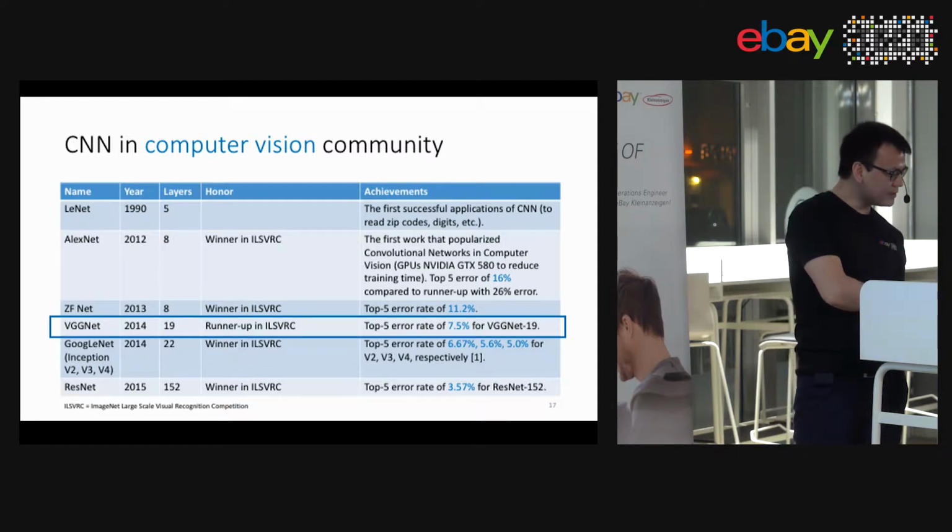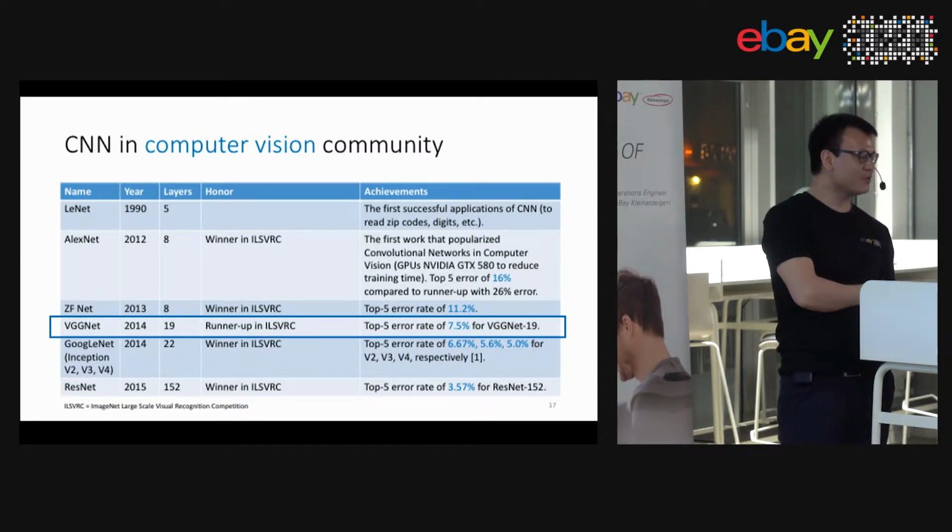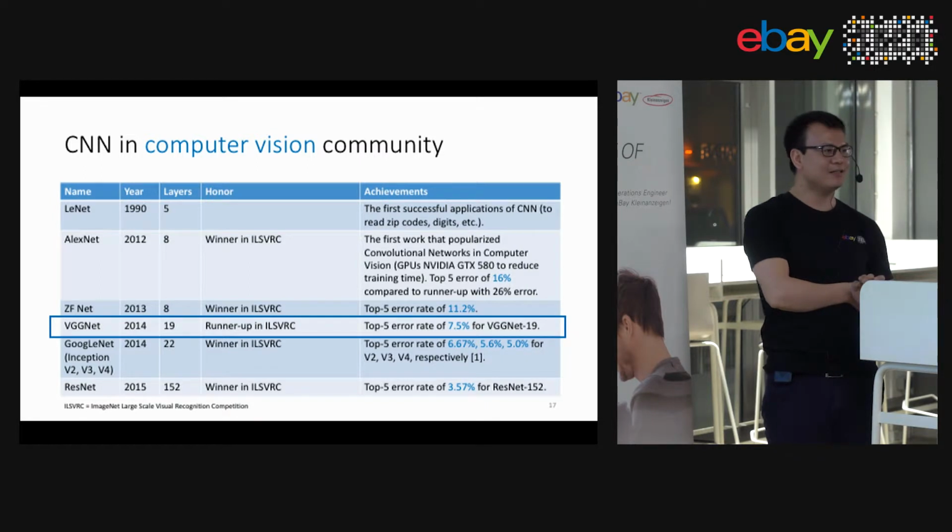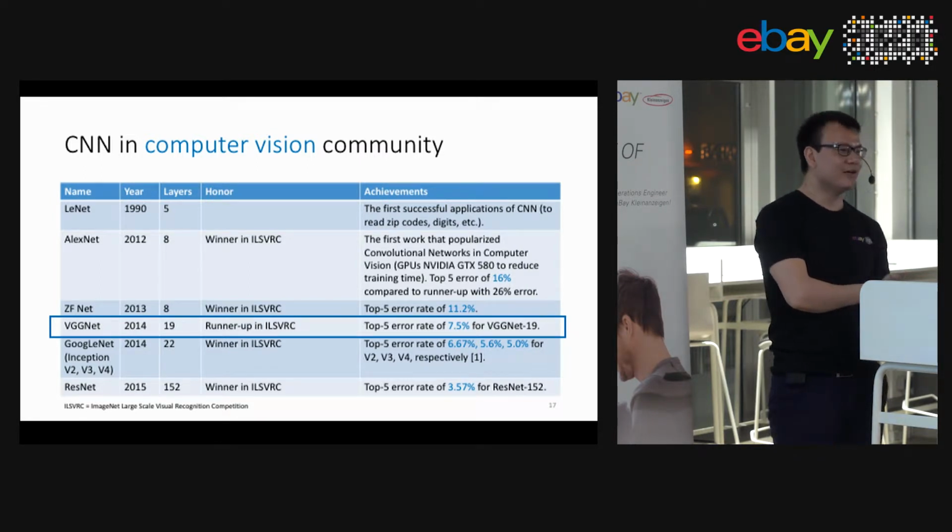It was the runner-up in 2014. It's not the winner, but it's a runner-up. The reason is that the structure of this neural network is very simple and it's very easy to implement.